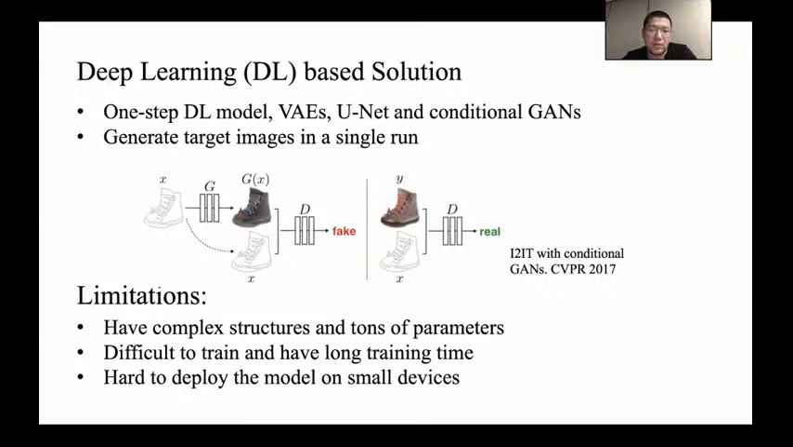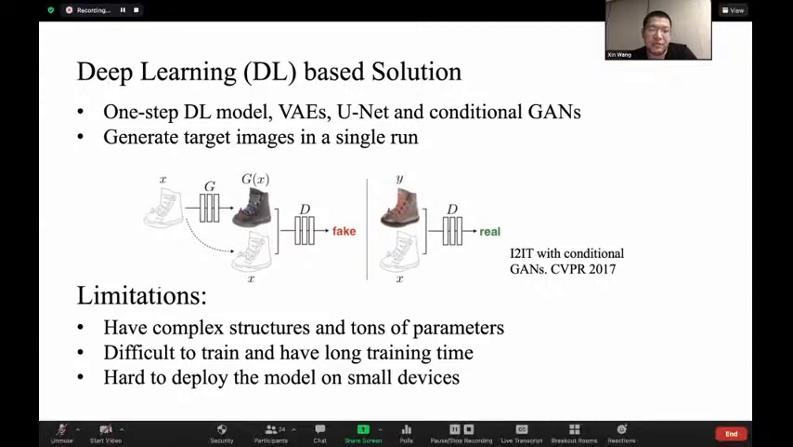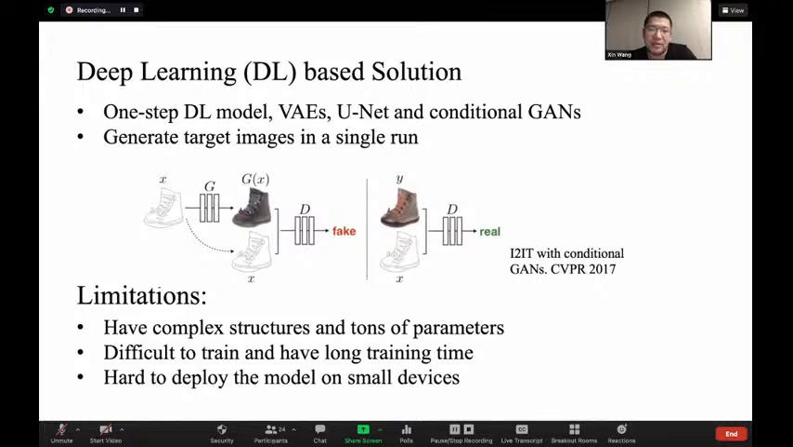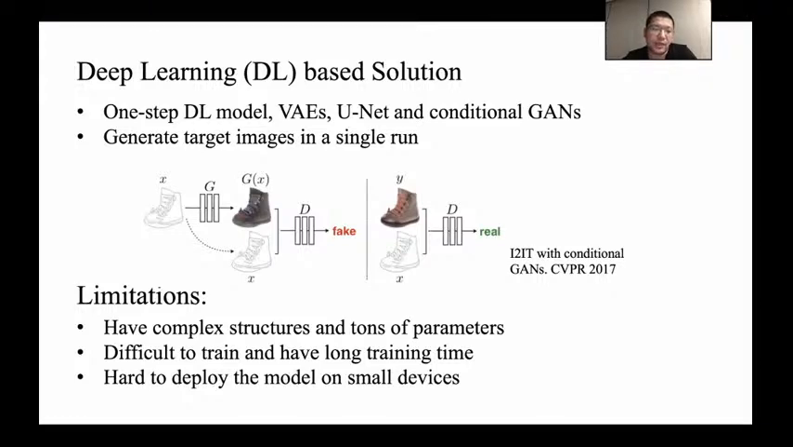As we know, the image-to-image translation tasks usually have a very high dimensional input image. Most of the cases, they are 1024, right? And to handle such a complex problem, the one-step model usually needs to have very complex structures, many layers, and tons of parameters. And such models are difficult to train and have long training time. And also because of the large model size, they are hard to deploy on small devices, such as a phone. So let's see our idea.